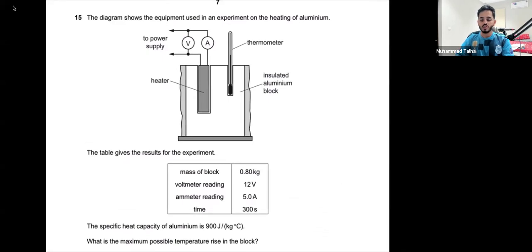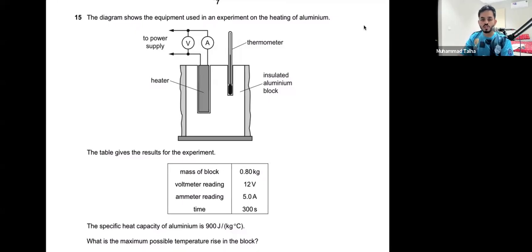All right, so this is a question where you don't even really need to look at the options, to be honest. The diagram shows the equipment used in an experiment on the heating of aluminium. The table gives the results for the experiment. Specific heat capacity of aluminium is given. What is the max possible temperature rise in the block? So when we're talking about the max possible rise, why it says max is to assume that there is no loss at all from this block. That's what gives us the max rise, but in reality, there would be some loss. So the actual rise would be less. That's why it uses the word max.